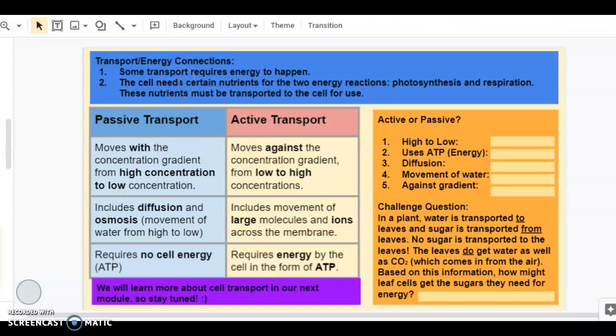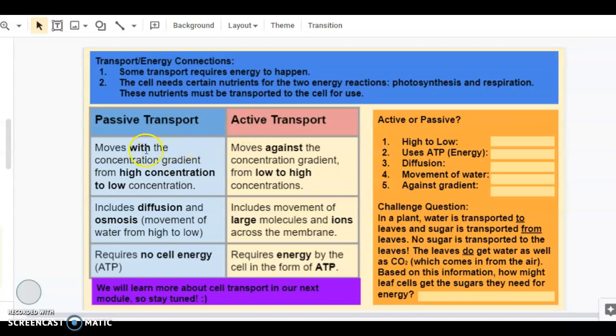Remember that red molecule? Remember that it couldn't get across on its own, even though it would have been moving from high to low, because it was too big? Well, some transport requires energy to happen. Either the molecule can't get through, or maybe we need it to move from a low to high concentration. In that case, the cell is going to have to use energy to make it happen. So when we talk about transport, we talk about two kinds: passive, which happens without any extra energy from the cell, and active, which is transport that happens only because the cell will use energy to make that transport happen.